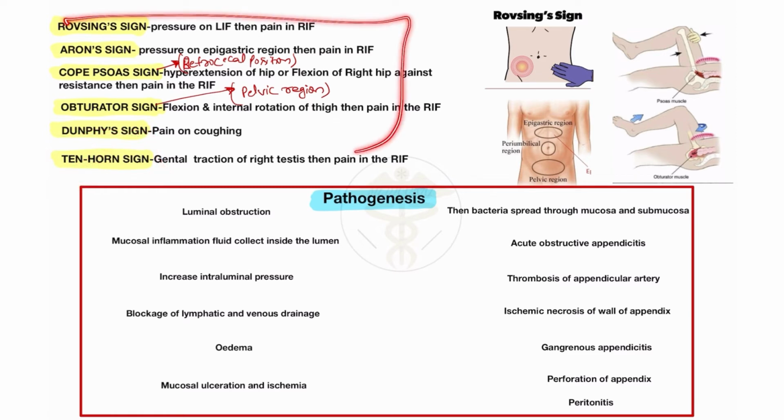So please also learn these signs, because mostly in the examination they ask which signs are present in this and which signs are not present. So all these signs are present in acute appendicitis patients. You will also see all these signs in the diagram.